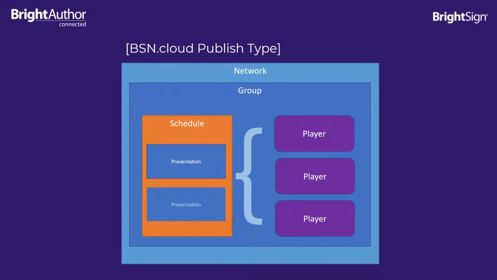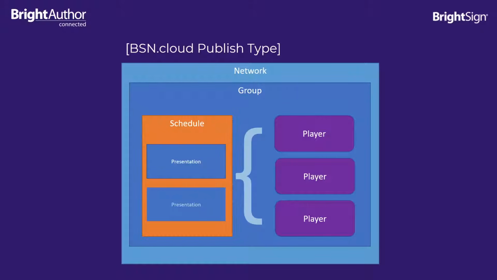This particular publishing type is when we're making use of the full BSN.cloud. So this is our content cloud and the control cloud, and putting all of those pieces together in BrightAuthor Connected and making presentations. There are a couple of terms that we're going to use, and we're going to repeat them over and over. These are the terms that you need to remember because they have special meaning. Number one is the publish type. That's what we're talking about here: we're using BSN.cloud as the publish type.